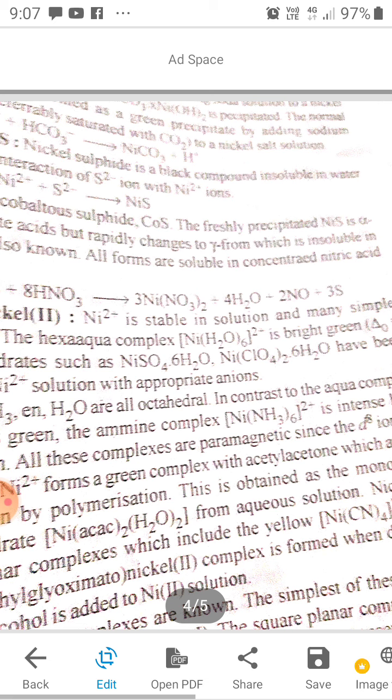Nickel 2 is stable in solution and many simple compounds are known, such as the hexaaqua complex, which is bright green. Then it has hydrates which have a light yellow color. Complexes with ammonia, ethylenediamine, and water are octahedral, in contrast to the aqua complex which is green. The amine complex is intense blue. Most of the complexes are green or blue.